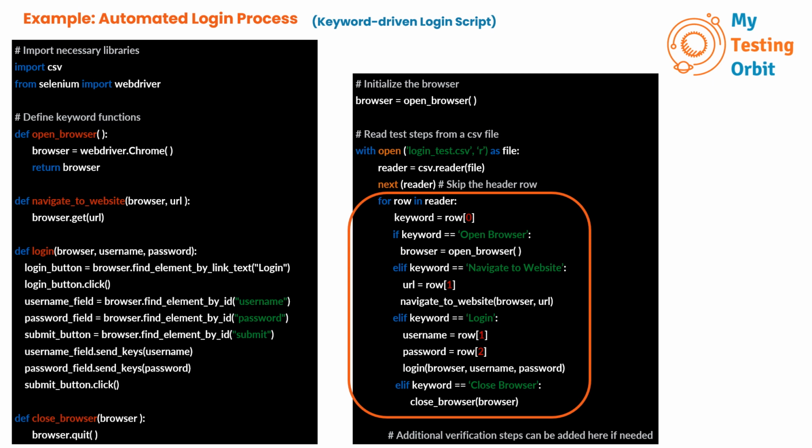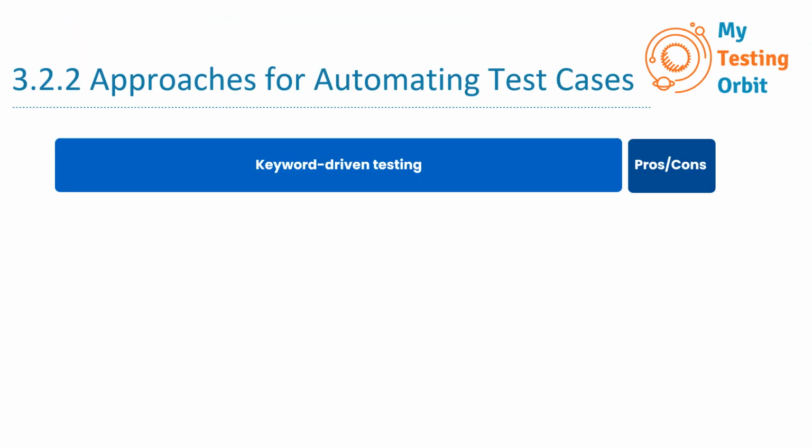So the choice of whether to open and close the browser at the beginning or at the end of the script, or within individual test cases, all depends on your testing requirements and the structure of your test scenarios. In keyword-driven testing, you have more control over when the browser is opened and closed, making it suitable for a wider range of testing scenarios. Right, okay, now let's move on to the next slide.